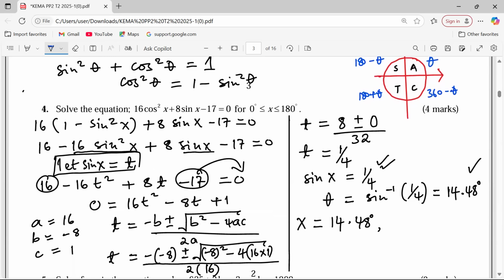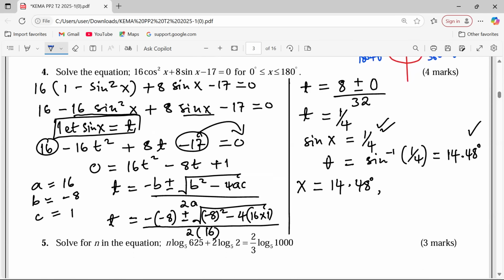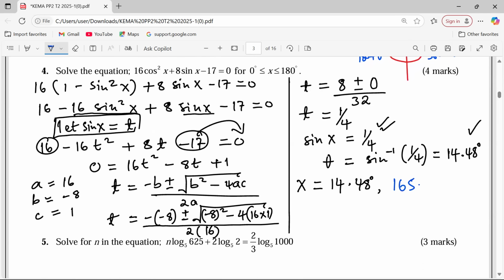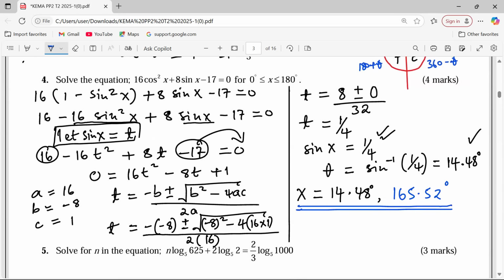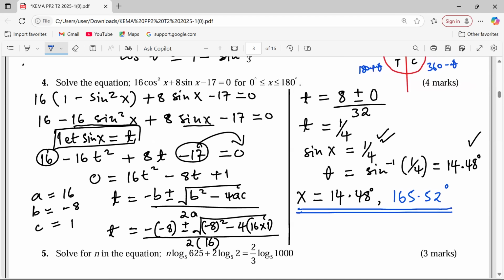With this knowledge now, we need to get 180 minus this value, whereby I'm getting 165.52 degrees once again. Because the ratio is between 0 and 180, these are the only angles that are going to satisfy the equation above. Remember, there can be many other angles satisfying the same equation if it were not for the range.